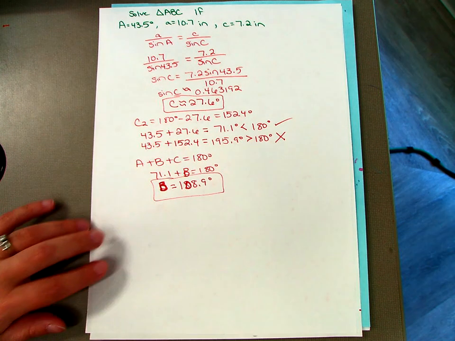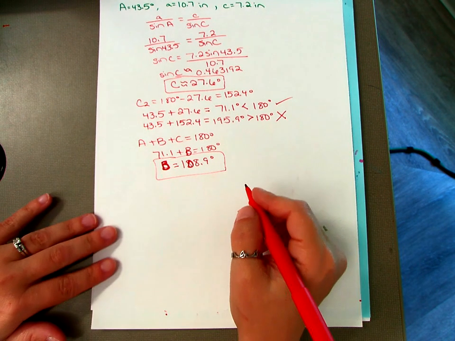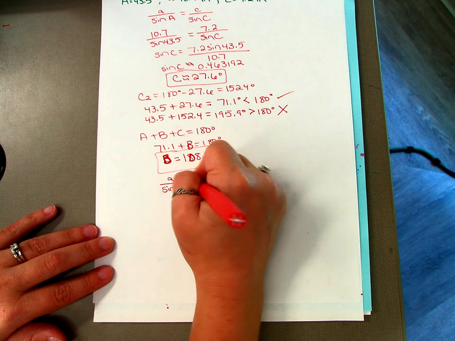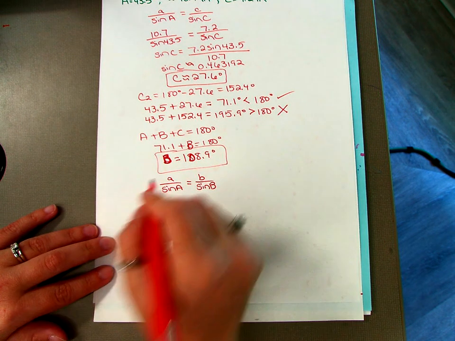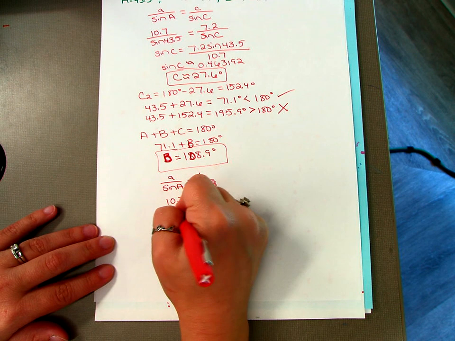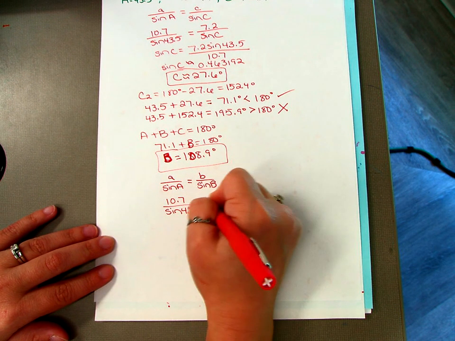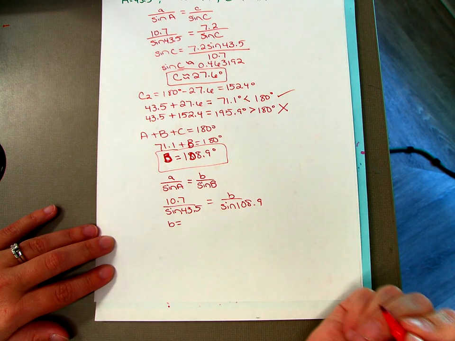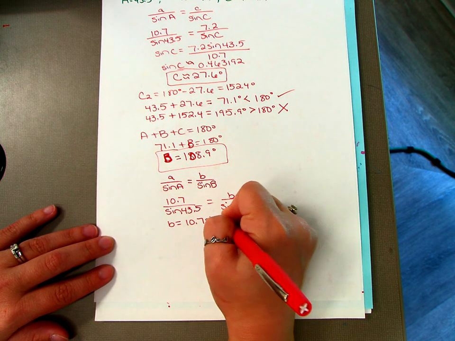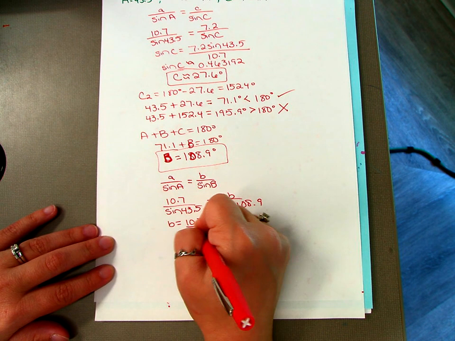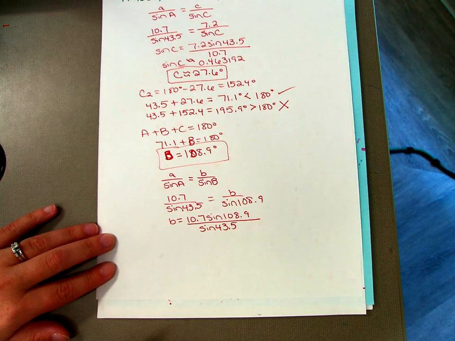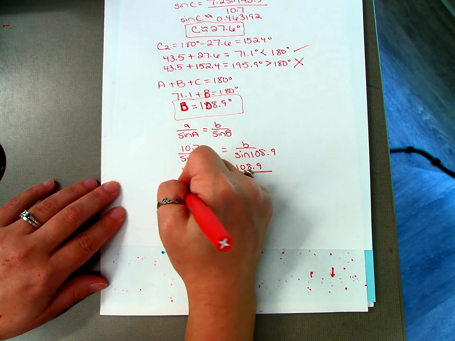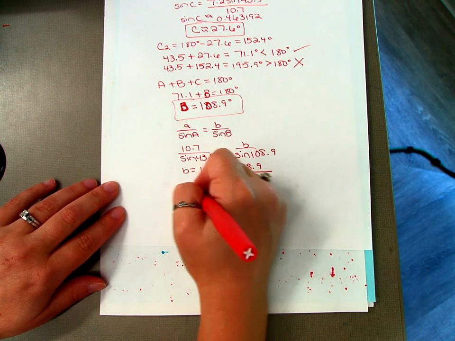Law of sines. A was 10.7, and we just found that angle B is 108.9. Type all that in, and we find that side b is approximately 14.7. And it gave it to us in inches.